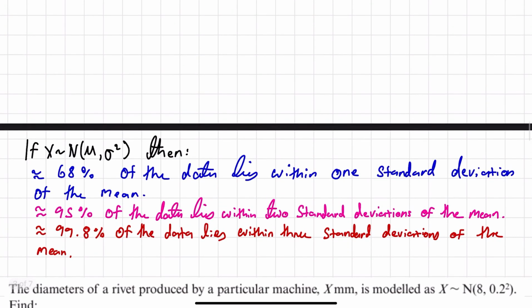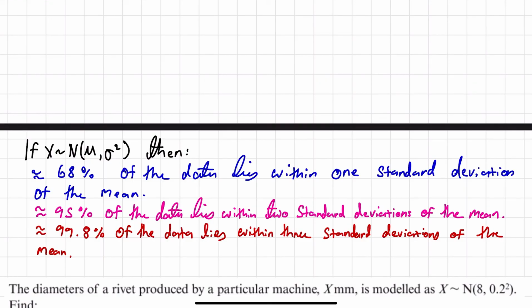If x has a normal distribution with mean mu and variance sigma squared, then approximately 68% of the data lies within 1 standard deviation of the mean. Approximately 95% of the data lies within 2 standard deviations of the mean, and approximately 99.7% of the data lies within 3 standard deviations of the mean.